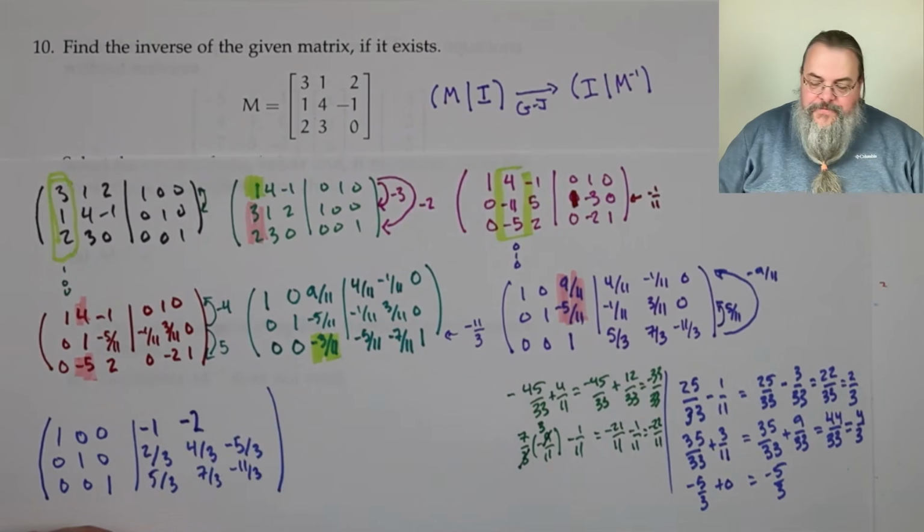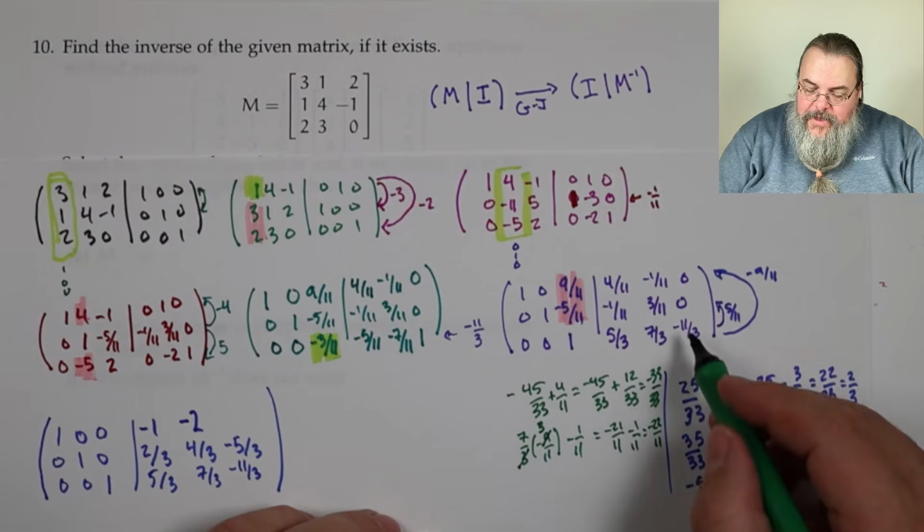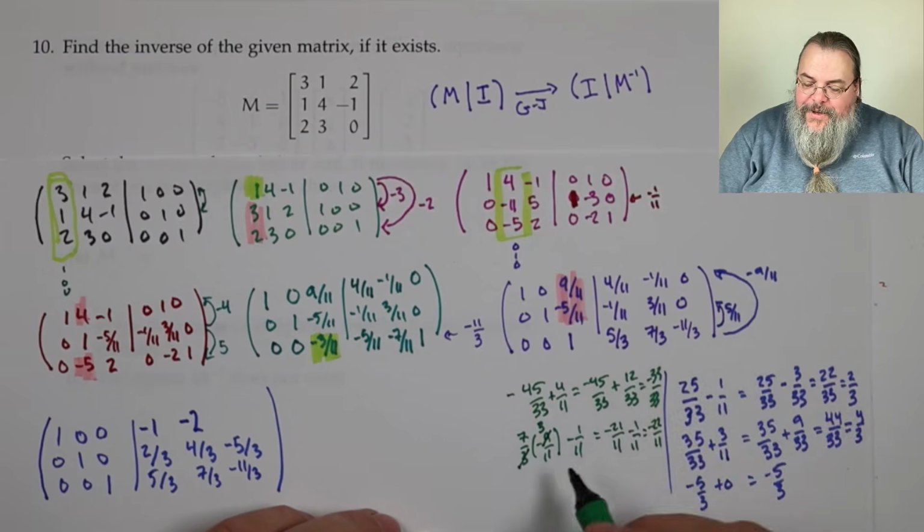So, negative 2. And our last one, which is going to be really easy because we're going to add to 0, minus 11/3 times minus 9 elevenths.